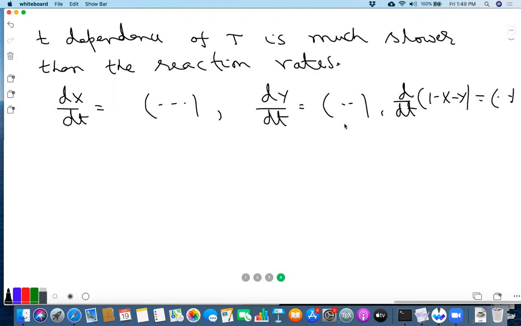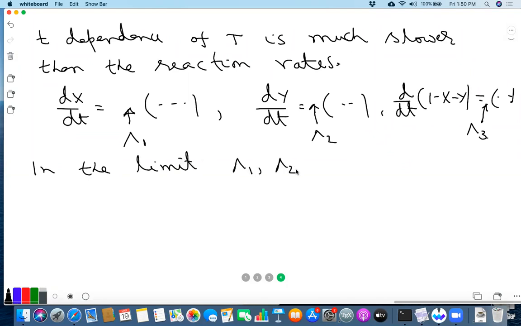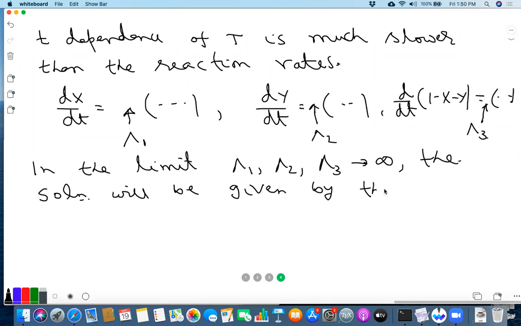Suppose I just take these equations and multiply these by some large positive number, say lambda 1, multiply this by lambda 2, and multiply this by lambda 3. Then in the limit that lambda 1, lambda 2, and lambda 3 go to infinity, the solution will be given by that obtained assuming thermal equilibrium.